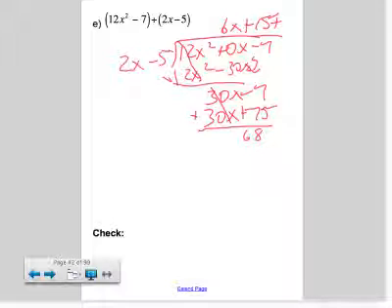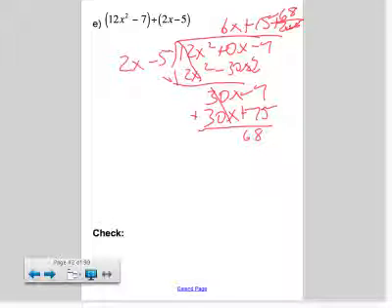Sorry about that, I made a mistake writing it. Well, you understand what I'm doing here. It should be 68. There we go. 68 over 2x minus 5. Sorry, that's kind of condensed up there, but you get the idea.